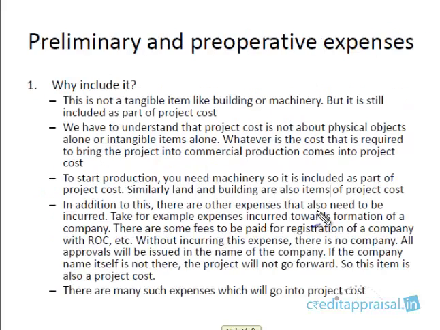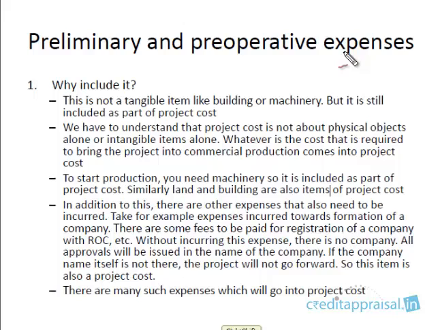So those are the tangible items we have discussed, that is the land, building, machinery, and furniture and fixtures. Next comes a set of items which are not tangible, but they are very much part of the project cost.